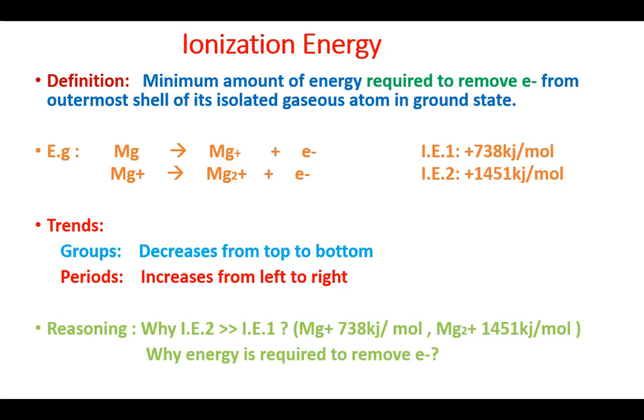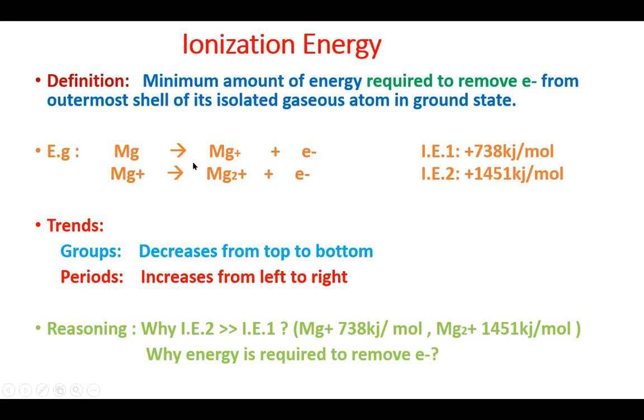For example, in the case of magnesium, magnesium belongs to group 2A, alkaline earth metals. Magnesium loses one electron and forms a cation. Energy is required to remove this first electron. It is termed as first ionization energy. Its value is plus 738 kilojoule per mole.